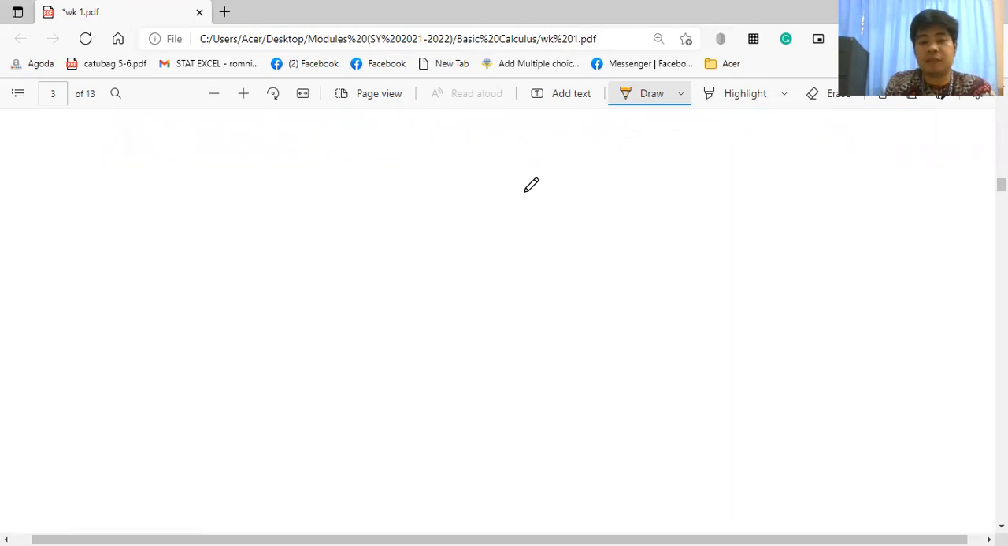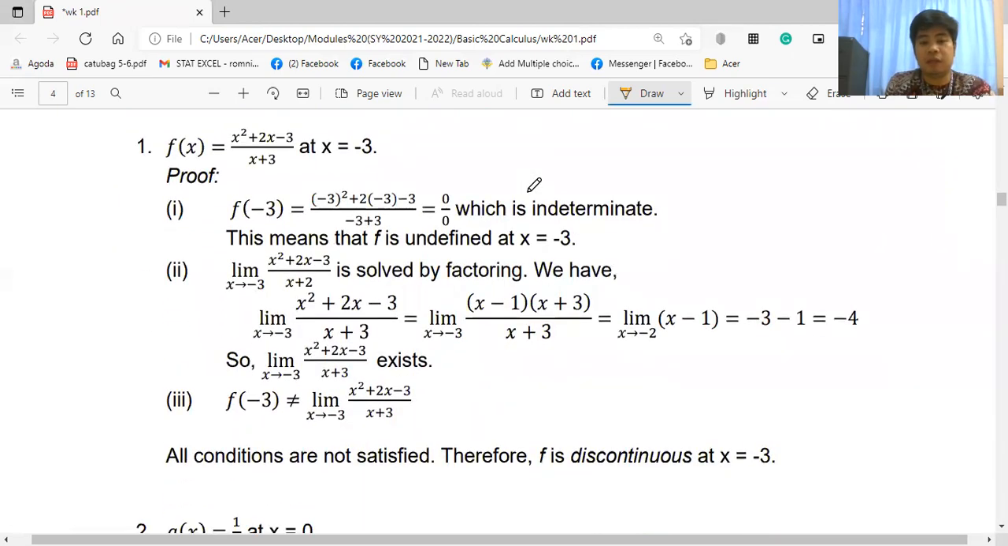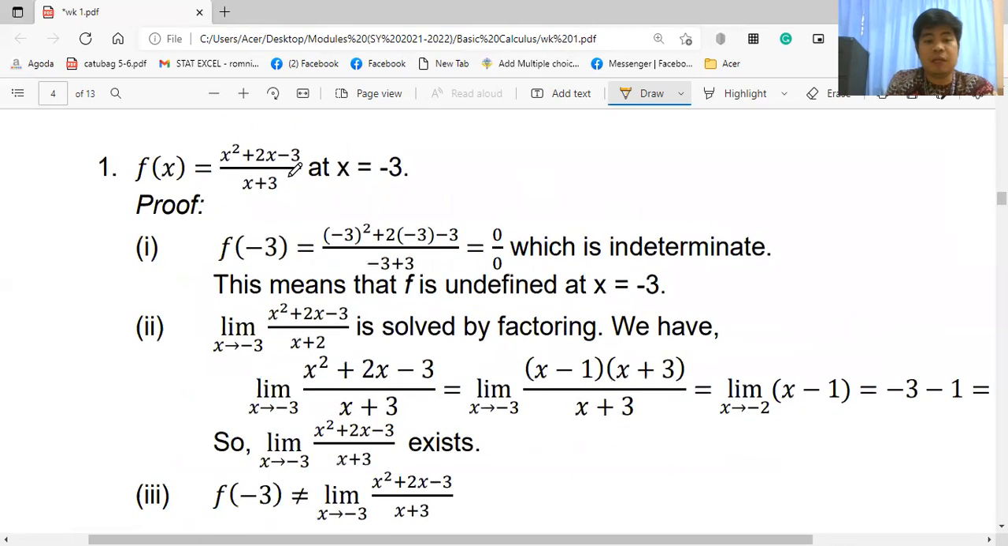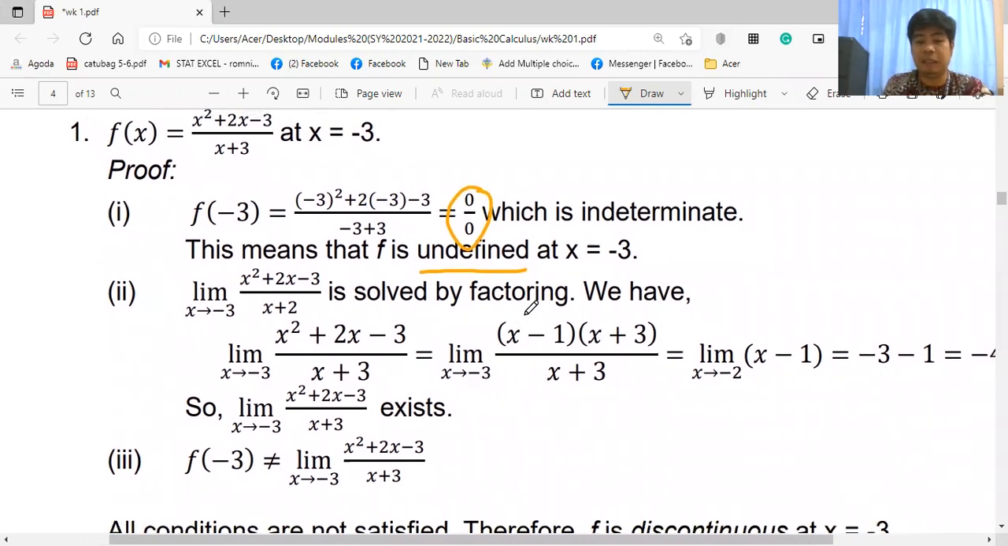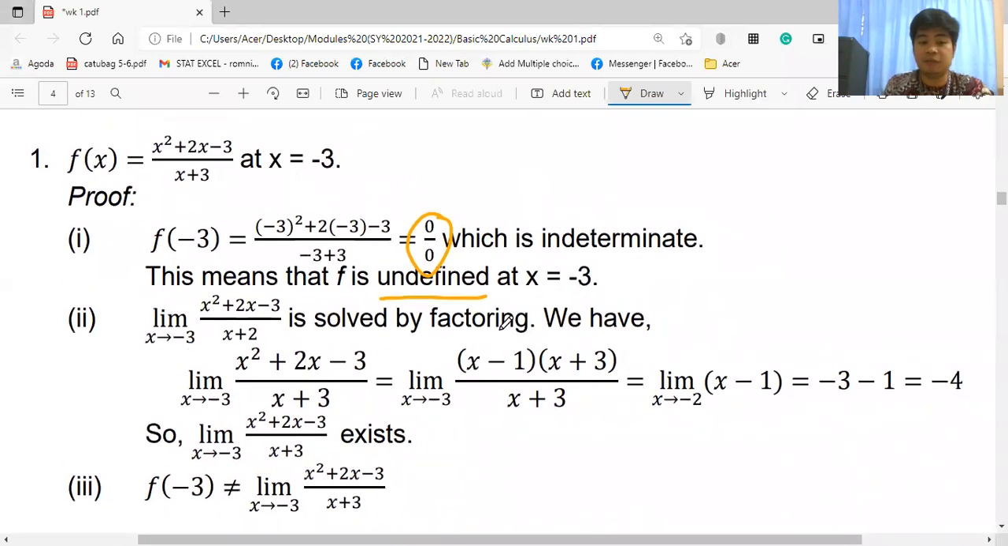Okay, going back to the previous examples, let's check the continuity of this function at a given x. First, f of x is equal to x squared plus 2x minus 3 over x plus 3 at x equal to negative 3. So we have the first condition: f of negative 3 should be defined, no? However, if x is negative 3, it gives you an indeterminate form, which tells us f is undefined at x equal to negative 3. Now, using the rule of limits, check the left and right of negative 3.